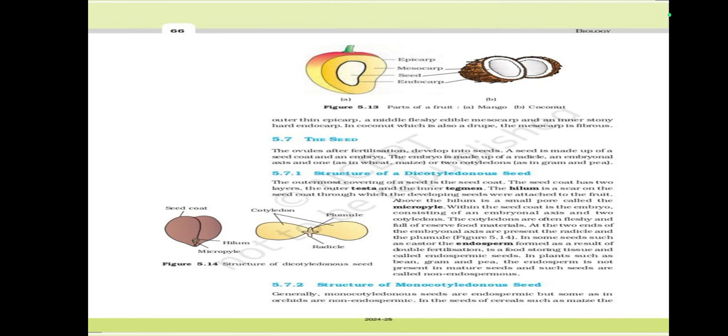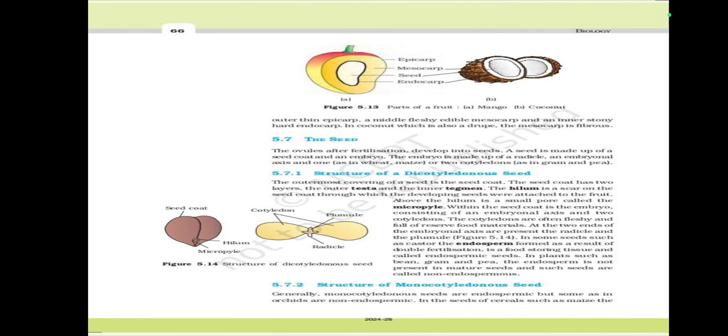The seed. The ovules after fertilization develop into seeds. A seed is made up of a seed coat and an embryo. The embryo is made up of a radicle and an embryonal axis, and one cotyledon as in wheat and maize, or two cotyledons as in gram and pea.